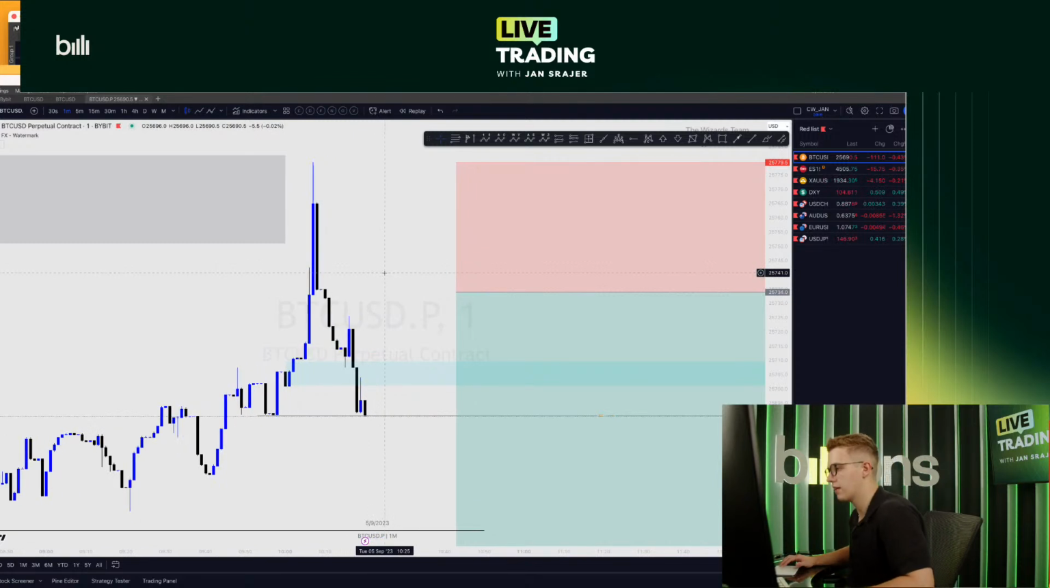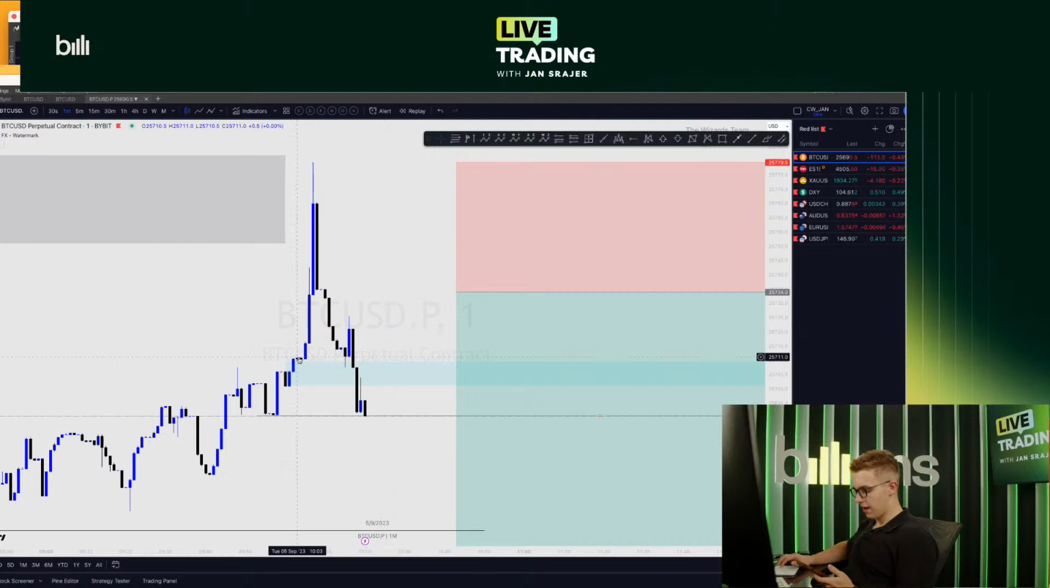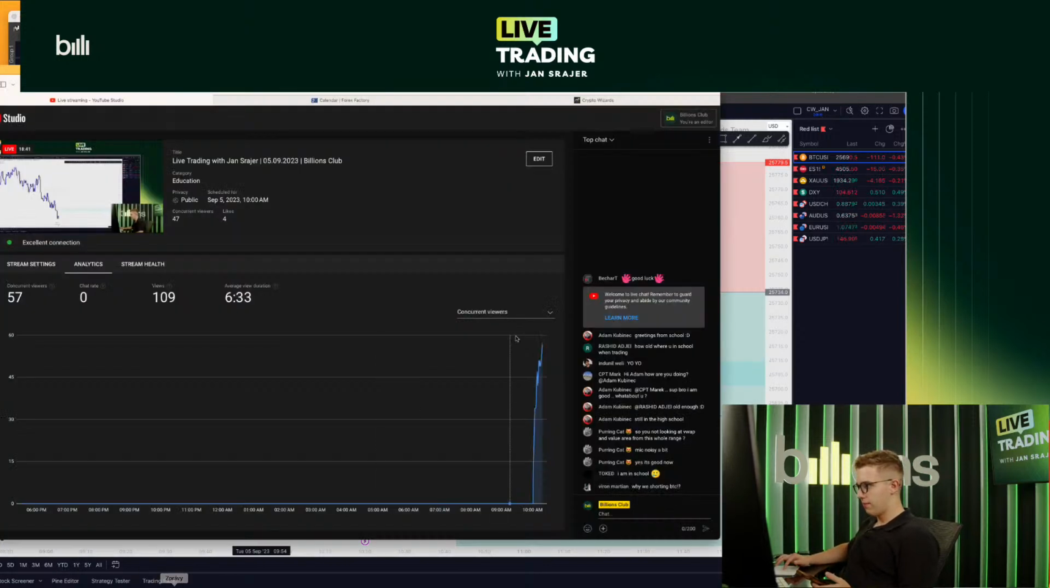Let's close the 1-minute candle. This is still not breaking through the level, you know what I mean? It's just hovering around it. $300 in profit at the moment, if anyone's asking.